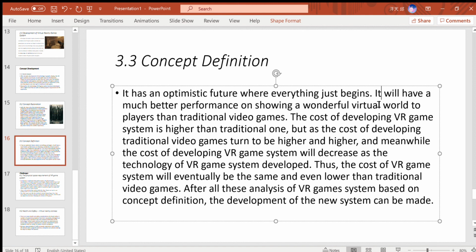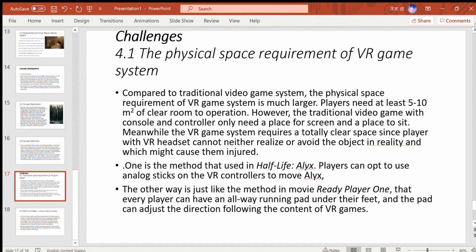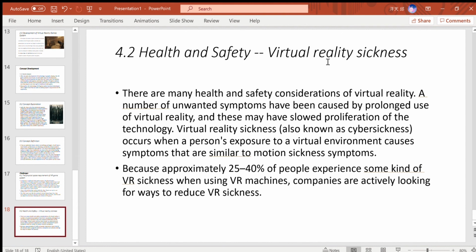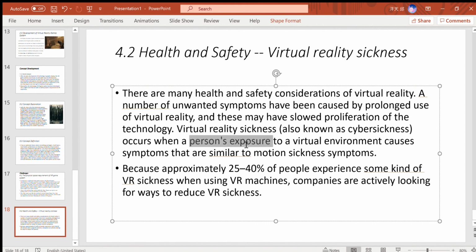After all, based on this analysis of VR game systems and the concept definition, the development of the new system can be made. However, there are still some challenges for the VR system, such as the physical space requirement. It requires at least 5 to 10 square meters of clear room to operate. Otherwise, you might get hurt during the game. Another problem is health and safety. There are many health and safety considerations of virtual reality. For example, virtual reality sickness, when a person's exposure to a virtual environment causes symptoms similar to motion sickness.